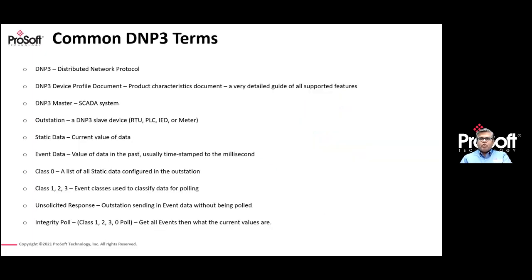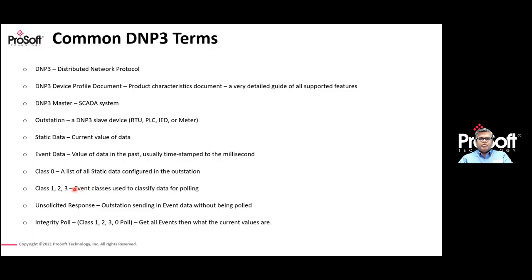Let's start off with some of the more common DNP3 terms that you will hear. Again, we'll be sharing the slide with you, so you don't have to take down notes or copy this down. But out of all of this, for today's webinar, the key thing that you want to pay attention to is the class of data, which is class 0, that is all of your static real-time data, and then class 1, 2, 3, which is event or time-stamped. And again, we're going to go through that a bit more in detail.